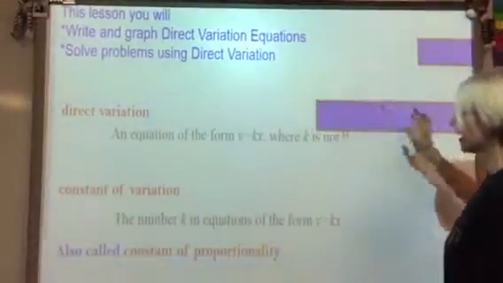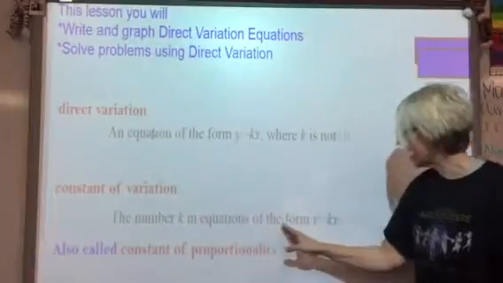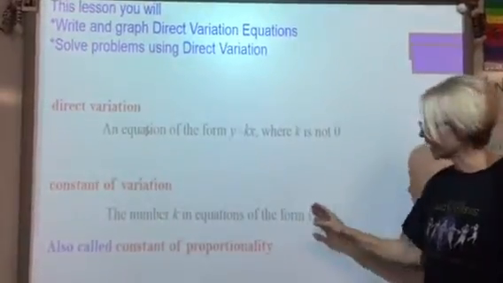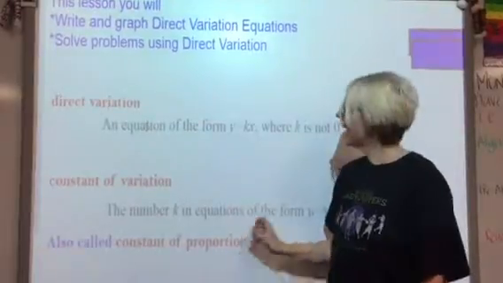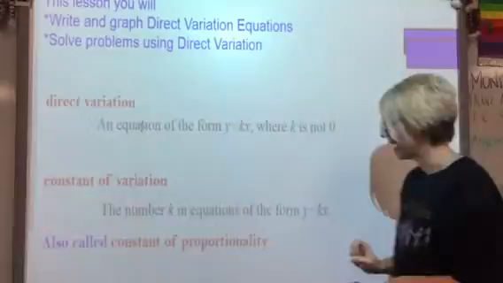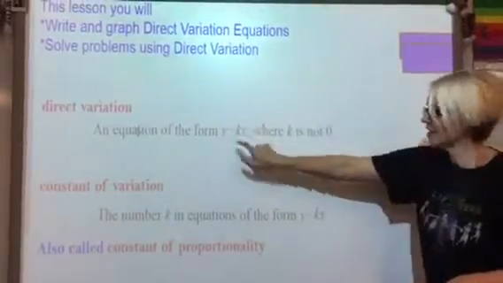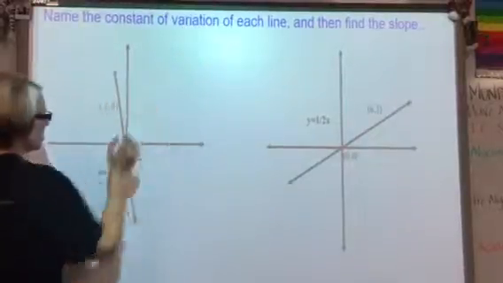The constant of variation is known as k. This is called the constant of variation, and it is in this form, y equals kx. This is also called the constant of proportionality. And I'm going to tell you it's also called one more thing. It's also called slope. And you're going to see that in just a moment. So the constant of variation is k. So I want you to name the constant of variation in each line.